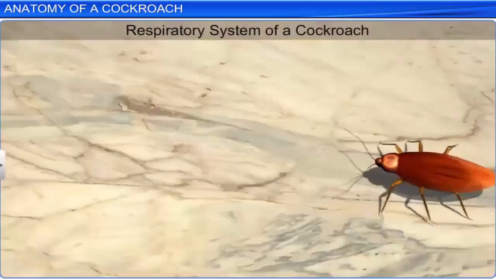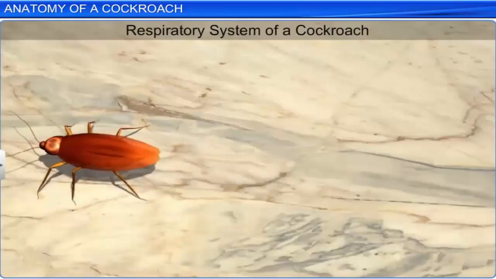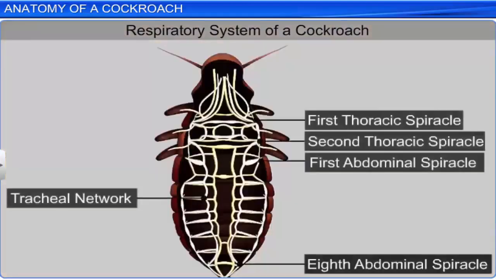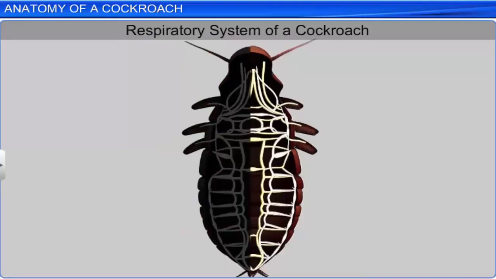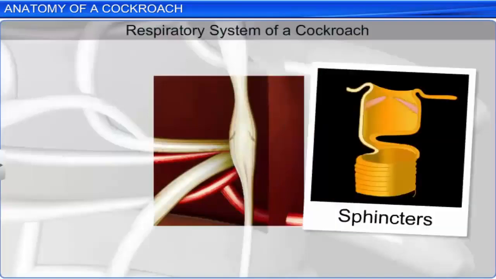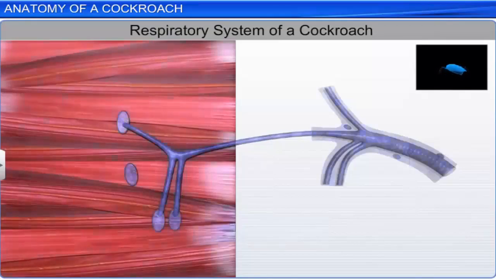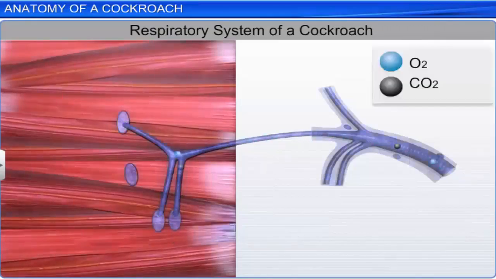The respiratory system also forms a part of the anatomical study of a cockroach. This system consists of a network of trachea that opens to the exterior through 10 pairs of spiracles which are located on the lateral side of the body. The opening of these spiracles is regulated by sphincters. The tracheae are further divided into thin tracheoles, which supply oxygen to all the parts of the body. Gaseous exchange in these tracheoles takes place through diffusion.